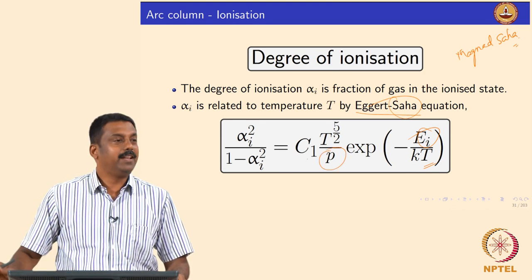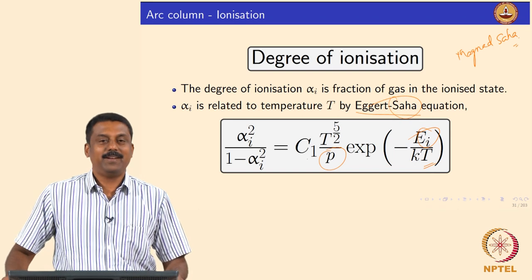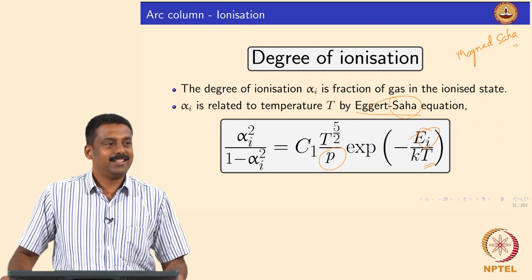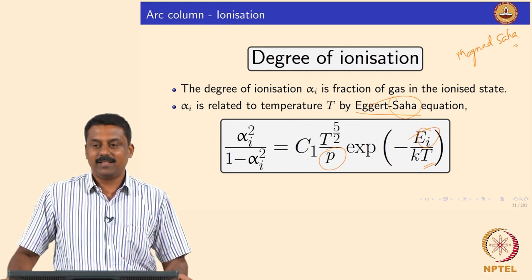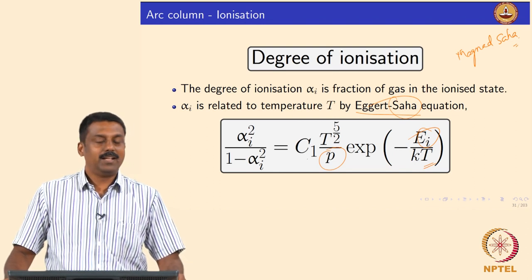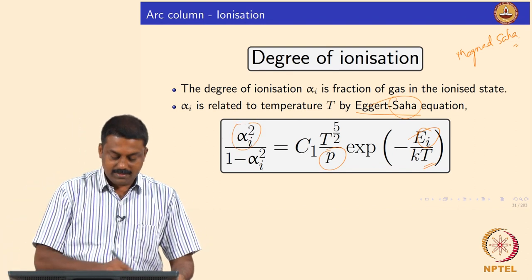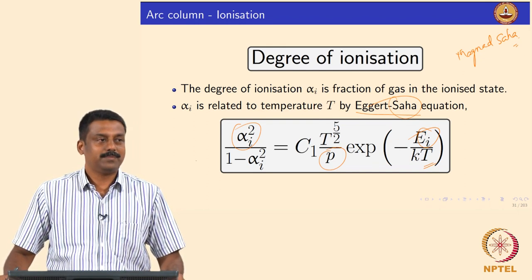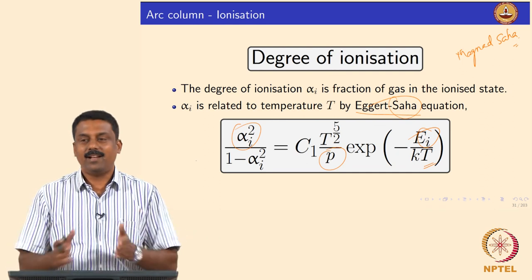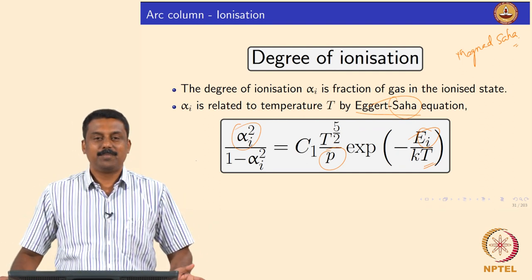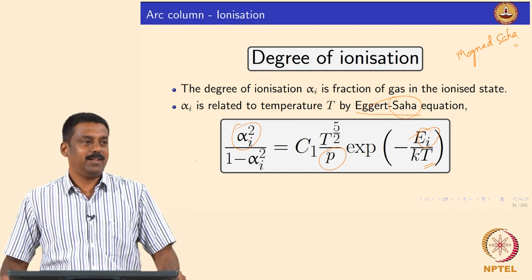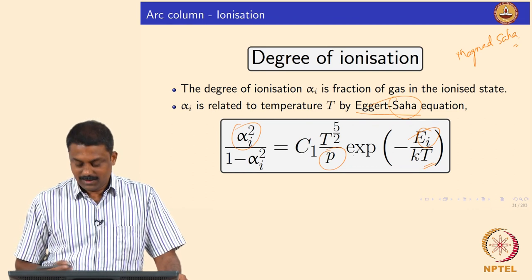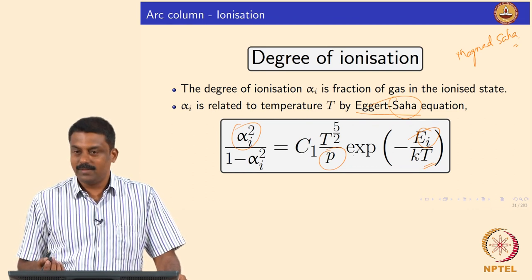What could P be here? It is pressure. If you change the pressure, obviously you also change the fraction ionized. It is negligible at 1 atmosphere pressure. In an arc we can neglect P; arc pressure is based on the curve I showed you already. So if you keep the pressure constant, the only thing that is going to affect your ionization fraction is temperature.